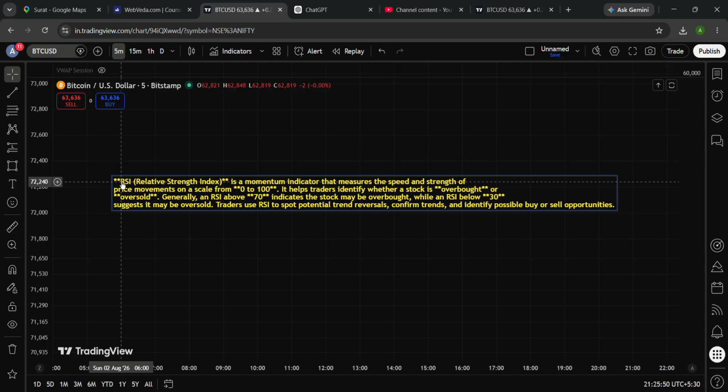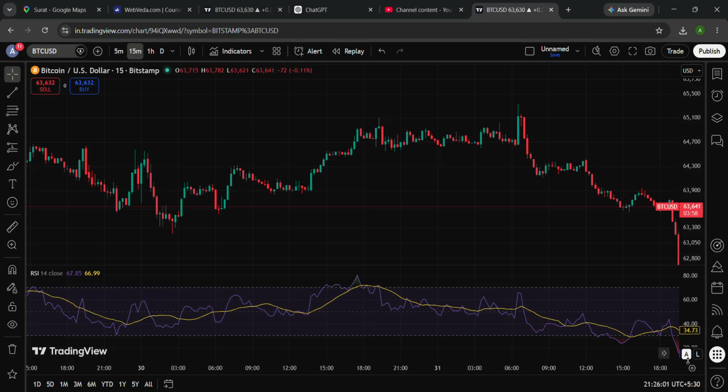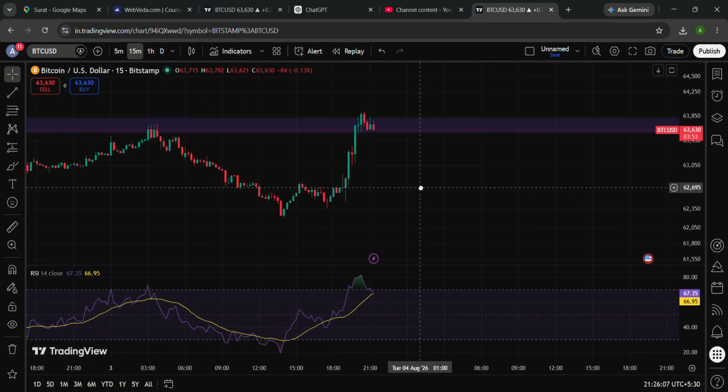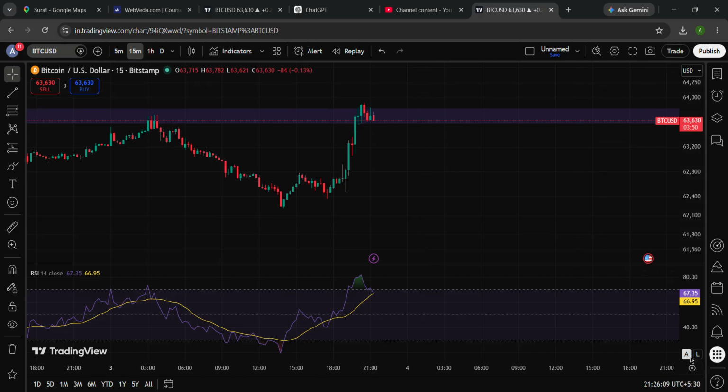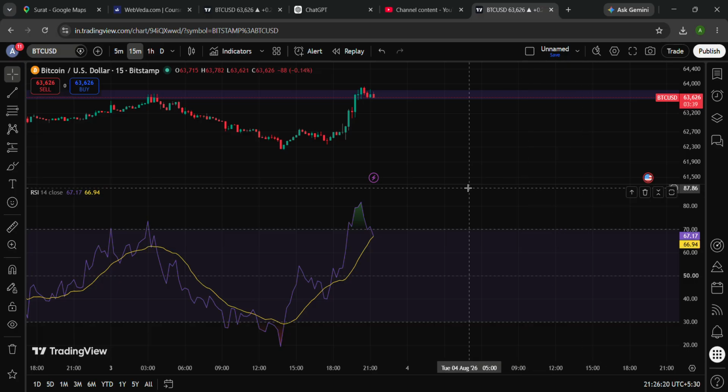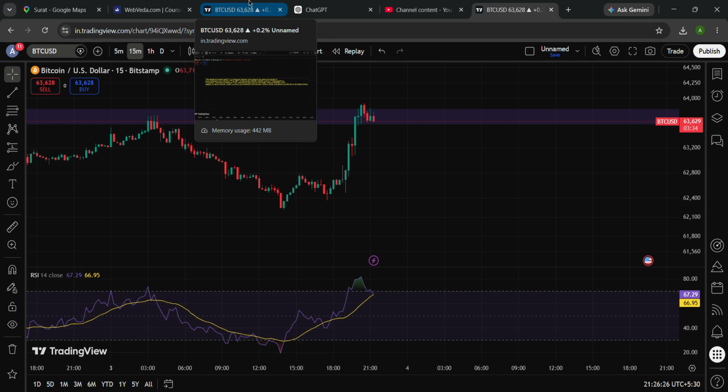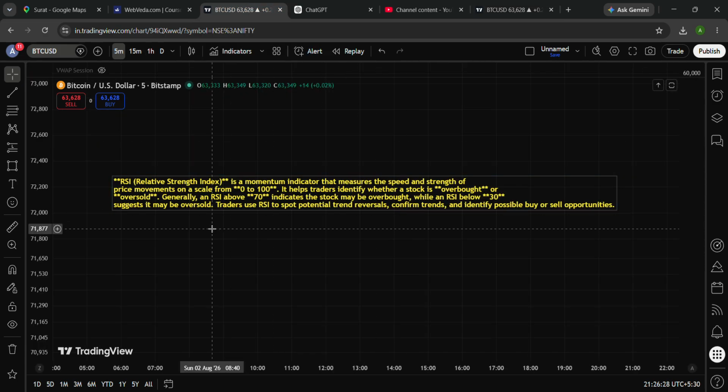So it says the RSI, relative strength index, is a momentum indicator that measures the speed and strength of price movement on a scale from 0 to 100. So this is the scale of 0 to 100. If you can see that, if I show you on the chart right now, this is the position of 0, the lowest, and this is the highest position of 100, right? So if you extend it, you can measure it like that. Okay, so this is the scale of 100 and oversold.